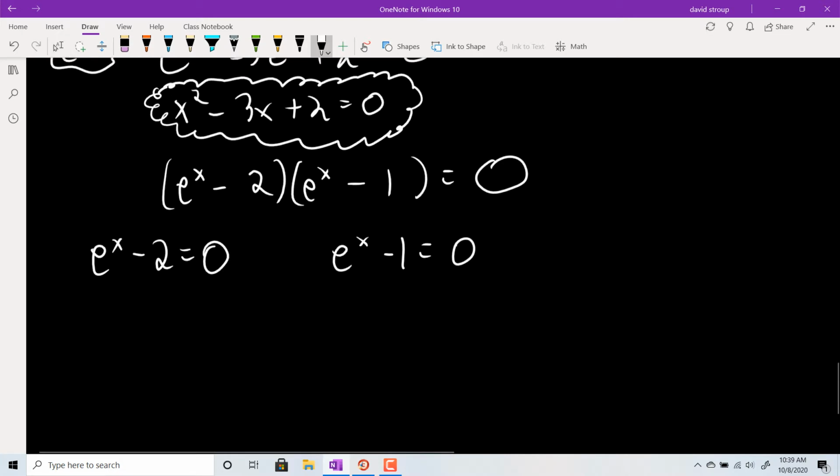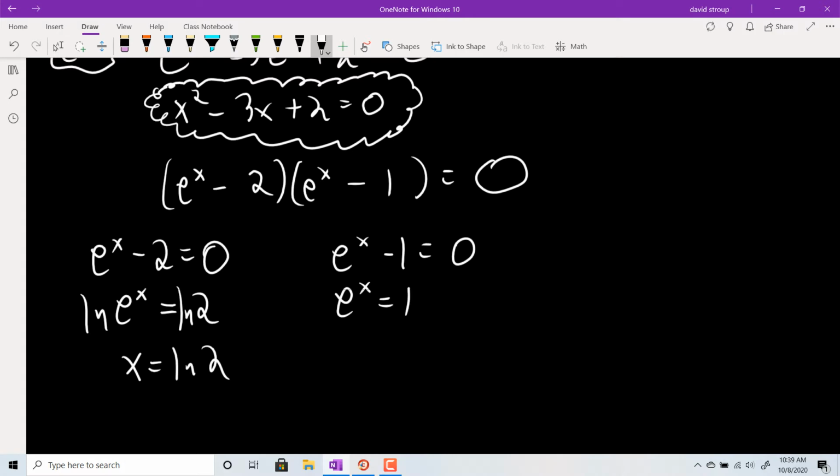Okay, so let's do the left one first. Isolate the exponential term. Take the natural log on both sides. And you get x is ln 2. Solve the second equation. e to the x is 1. And I already know that. It's just 0, right? You plug in 0. e to the 0 is 1.